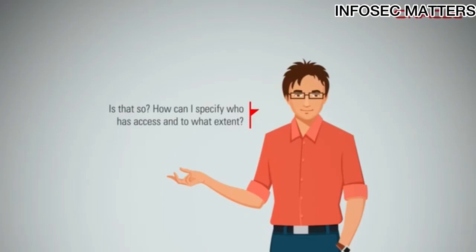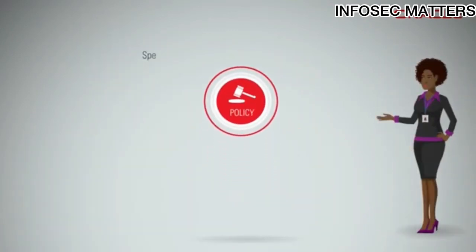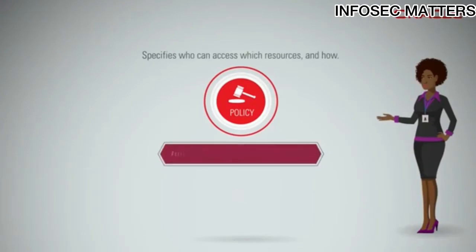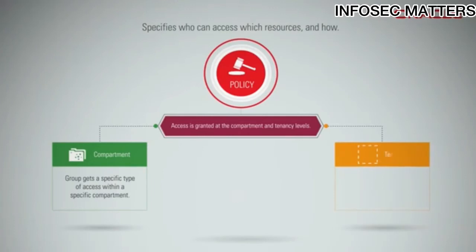Is that so? How can I specify who has access and to what extent? You can do that by assigning policies. A policy specifies who can access which resources and how. Access is granted at the compartment and tenancy levels. You can write a policy that gives a group a specific type of access within a specific compartment. Or the policy can be at the tenancy level, where the group automatically gets the same type of access to all the compartments inside the tenancy.